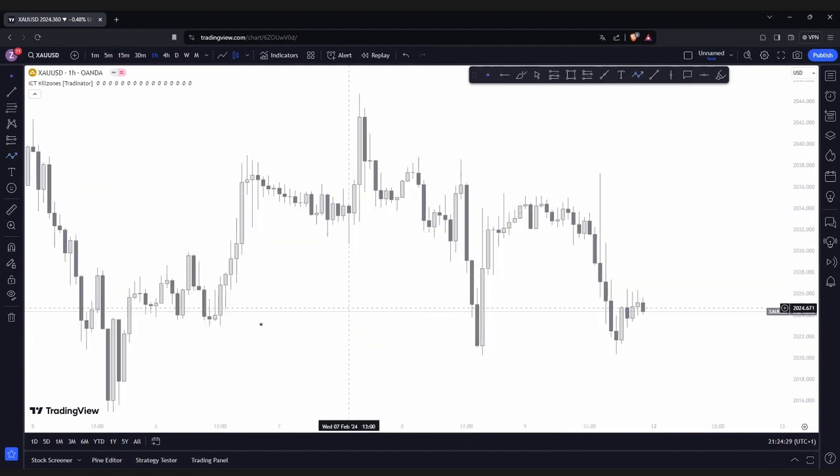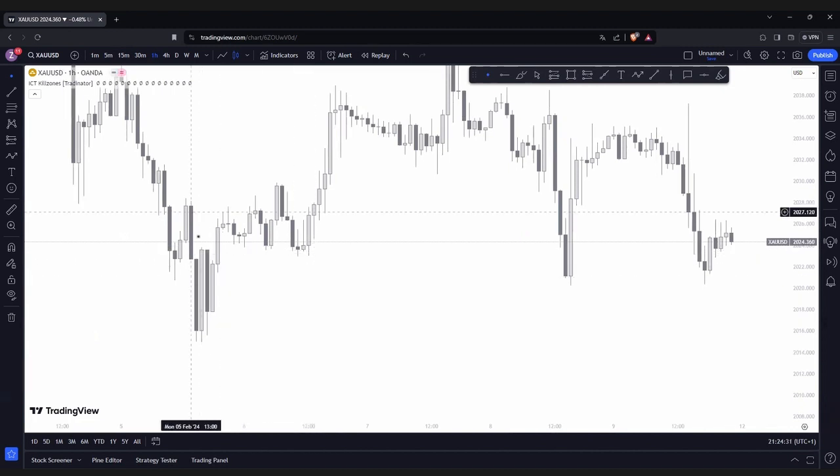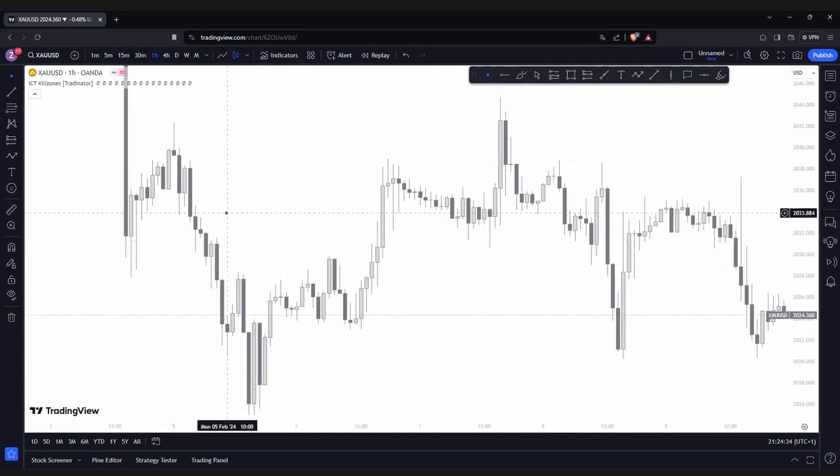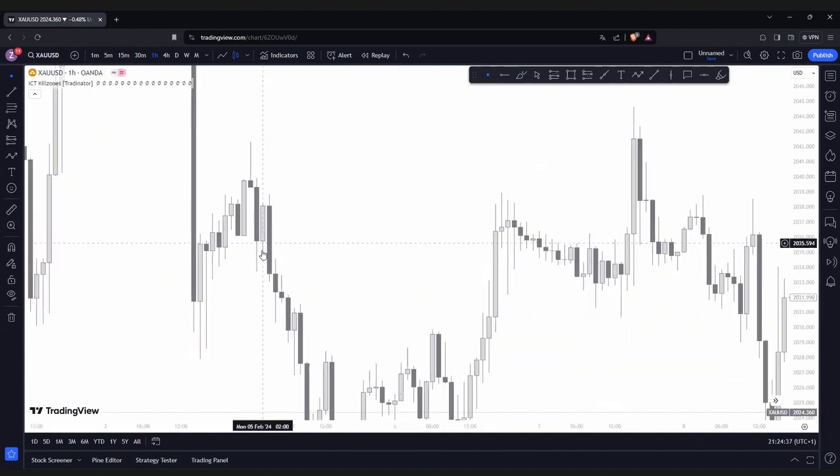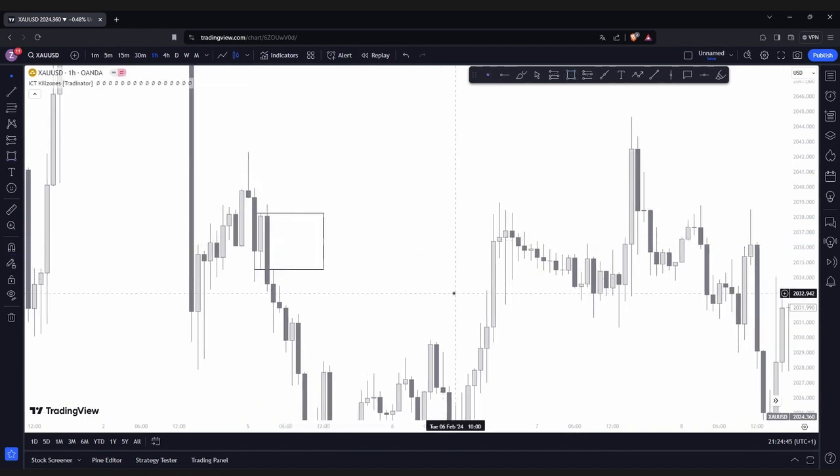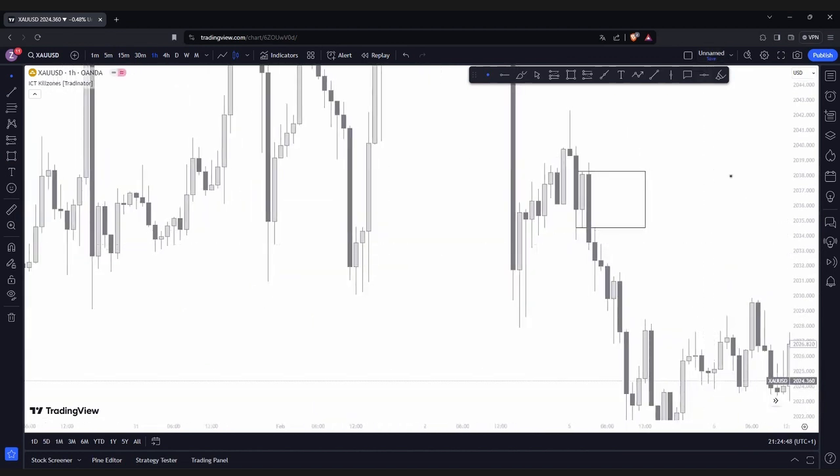So let's take a look at some unfresh engulfs. So let's take this one, right? This engulf is unfresh. Can someone tell me why? We don't use the word mitigated. We don't want to basically combine SMC stuff right here. So use the word fresh and unfresh, okay?